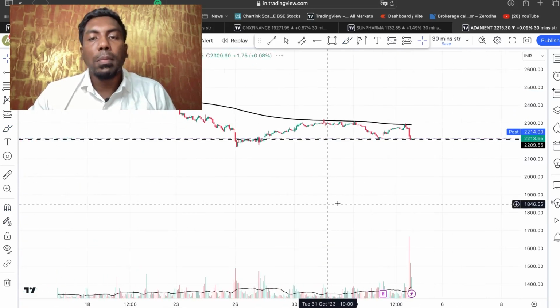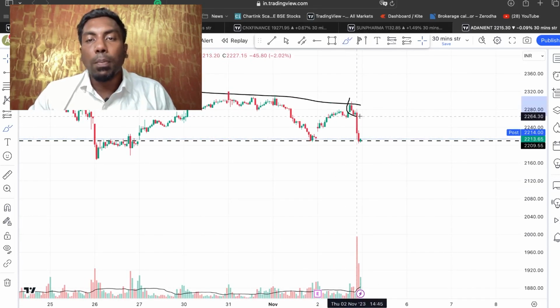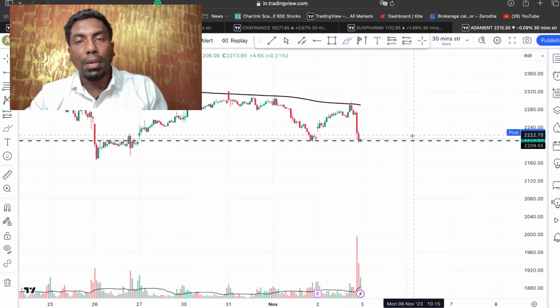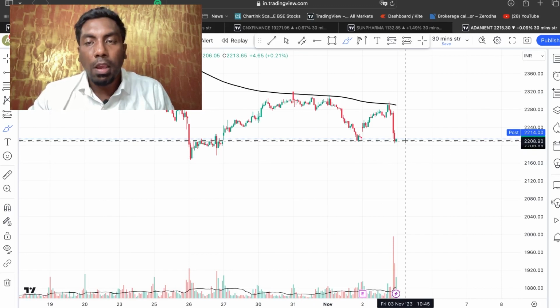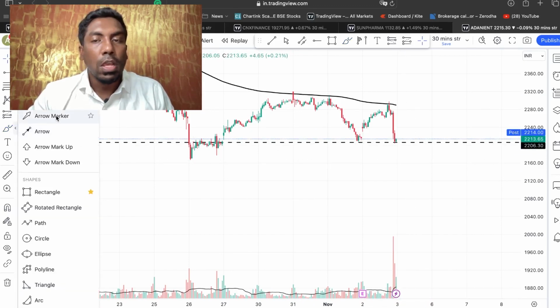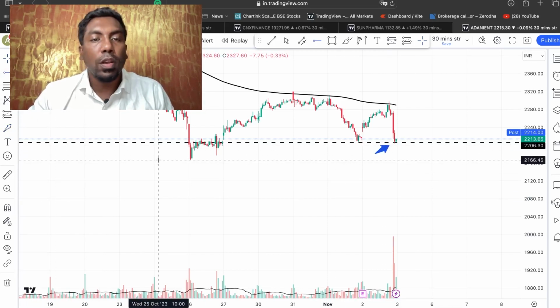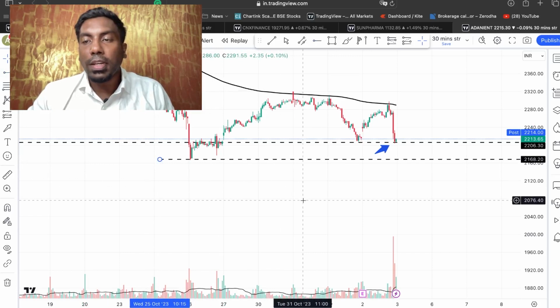So let's go to the 15 minutes time frame. In the 15 minutes time frame, it exactly took resistance at its 200 EMA, and slowly and steadily it is coming to the downside. So you have to just wait patiently for the level I am giving you. This is the important level. Which level? 2214. Once the 2214 level has been broken, you can go for a trade.